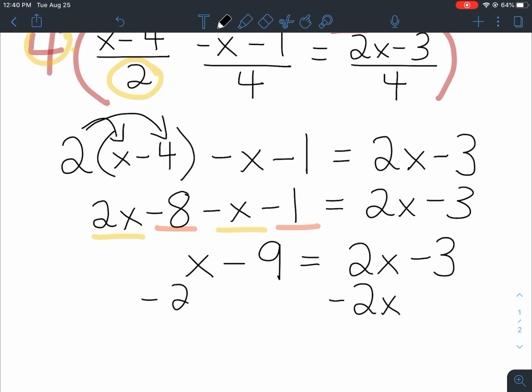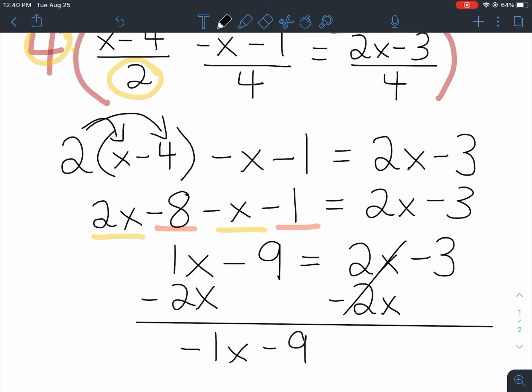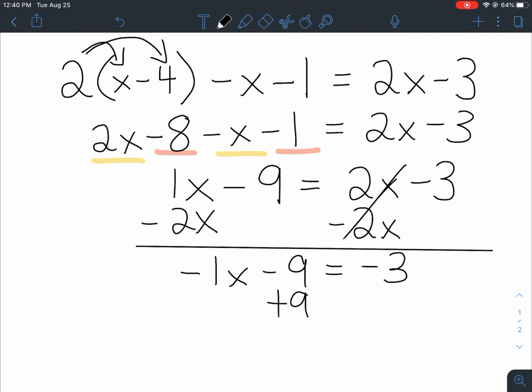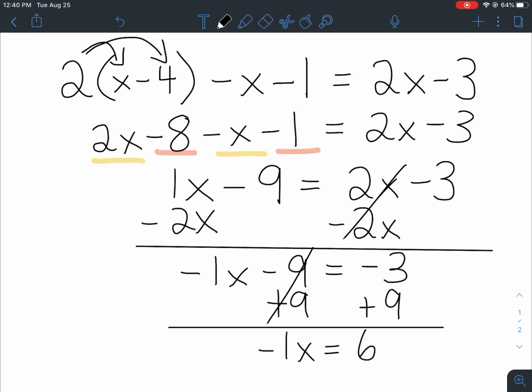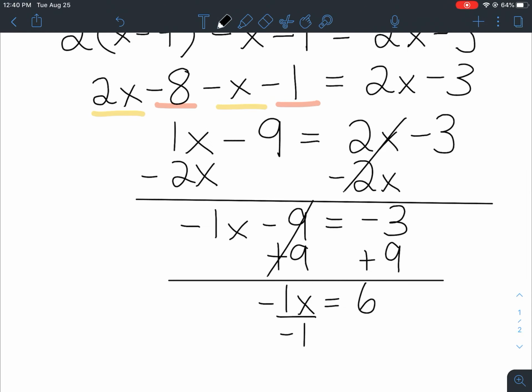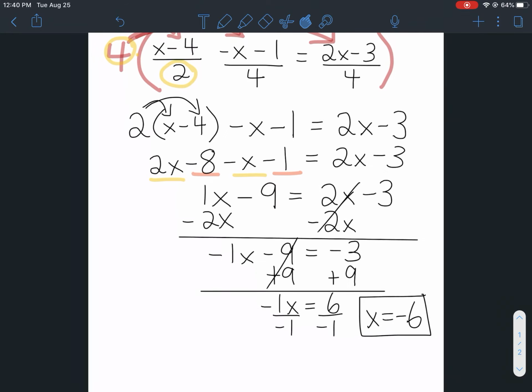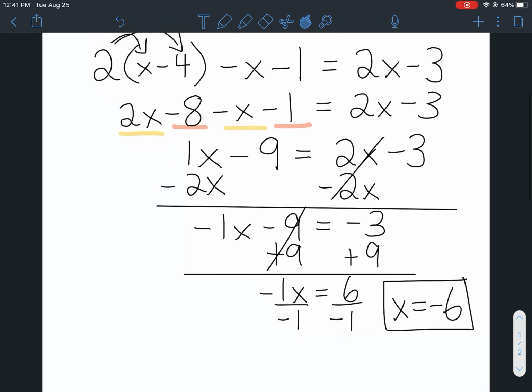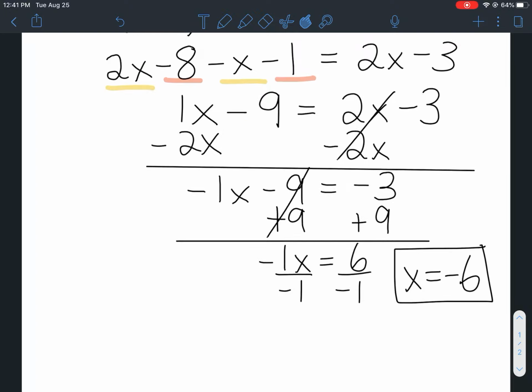So if I subtract 2x to the other side, I have 1x minus 2x, which is -1x, minus 9 equals -3. I'm going to add 9 now, and I'm almost done. So I have -1x equals 6, divide by -1, and I get x is equal to -6. Okay, so that is it for that problem.